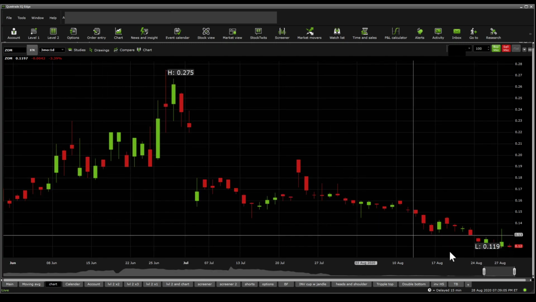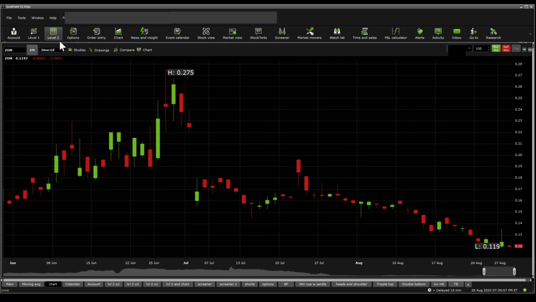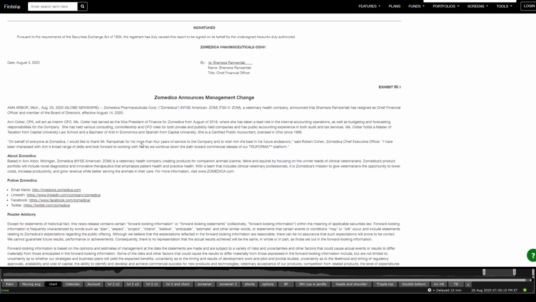And on this one here, basically the last offering really killed it. That was a little bit of a poor management choice where they're doing a lot more offerings, and the last one just killed all the momentum.